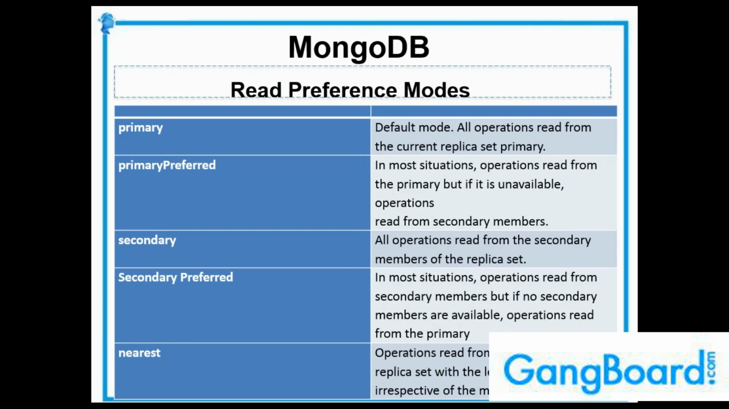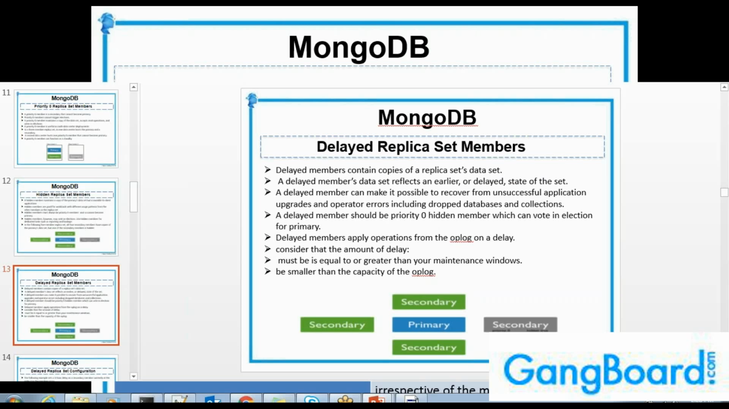If you set primary preferred, it will always try to read from the primary. If the primary is not available, then it will go to the secondary. Secondary is the same thing: it will always try to read from the secondaries. And with secondary preferred, it will try to read from the secondary; if the secondary is not available, it will read from the primary as well. Nearest means whichever node is nearest, depending upon the network path. Based on that, it will read from the nearest node.